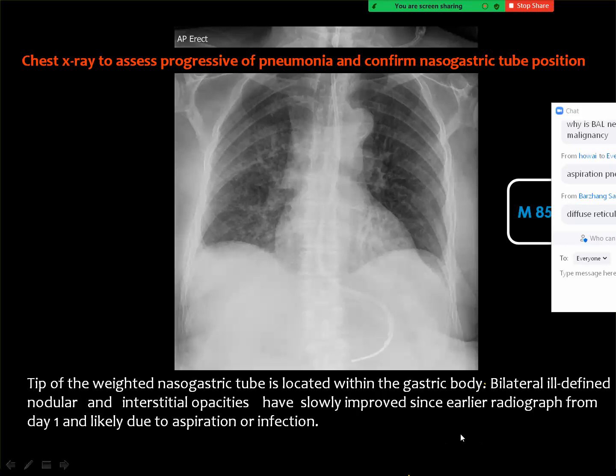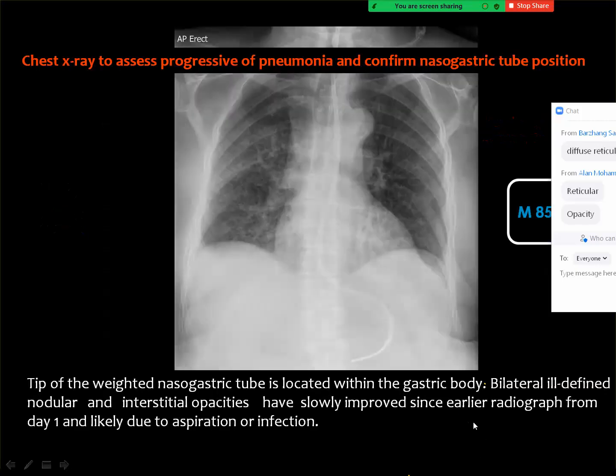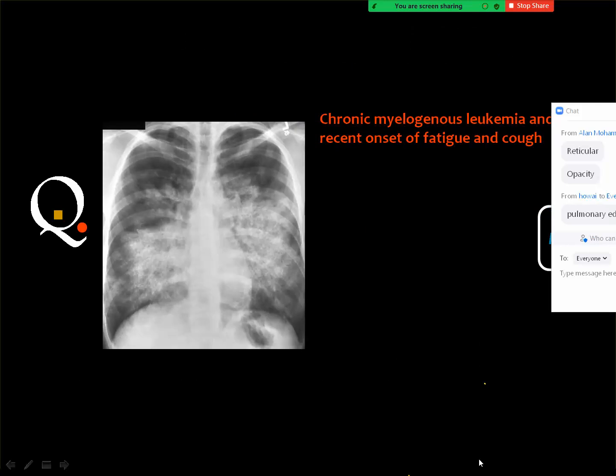Yes, and this is reticulonodular opacities, which are considered in most of the cases, because of the presence of nasogastric tube, due to aspiration pneumonia. You know that even in the presence of a nasogastric tube, the patient is prone to develop aspiration pneumonia. And if you see such reticular opacities, especially in the right lung or in the base of the right lung, you should consider this possibility.